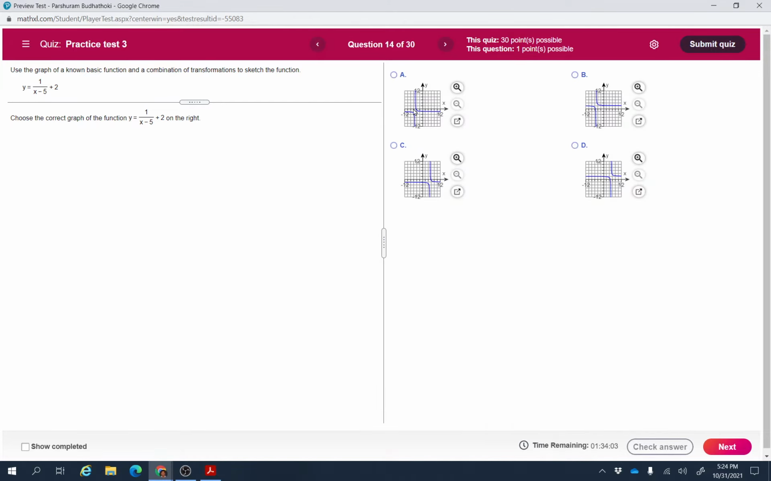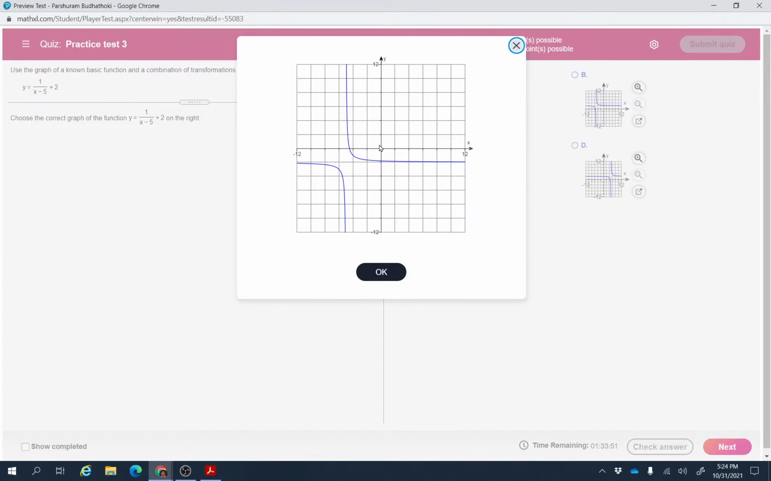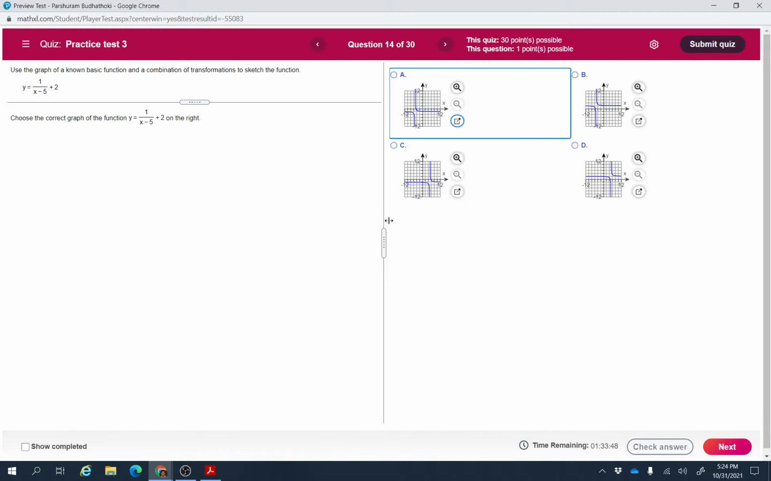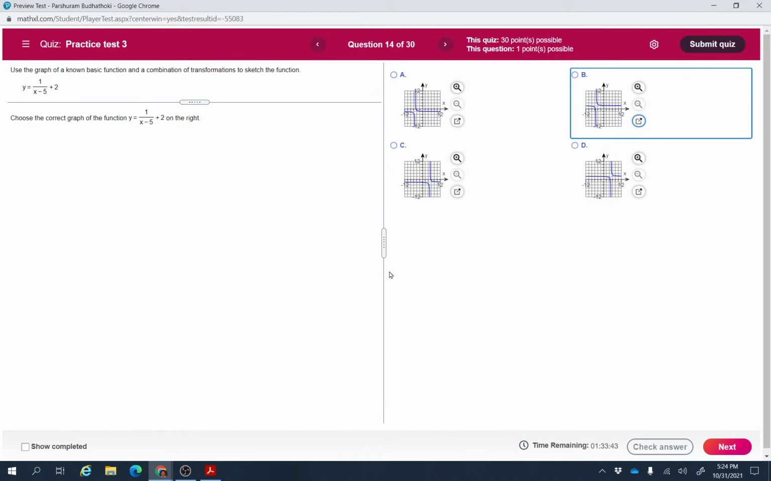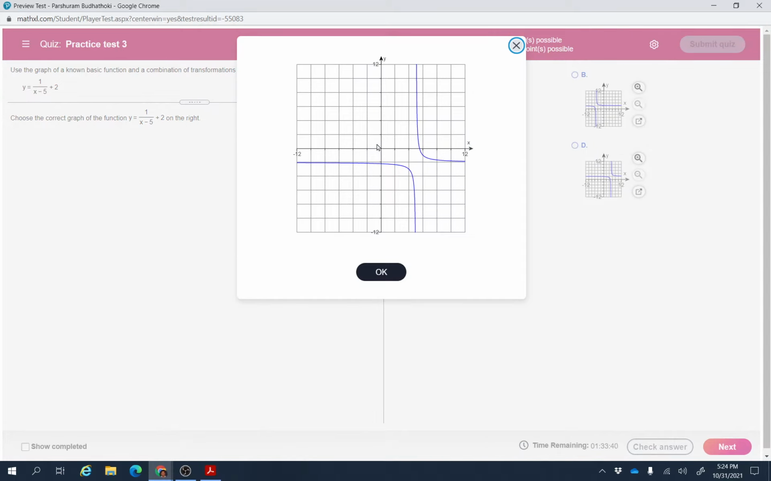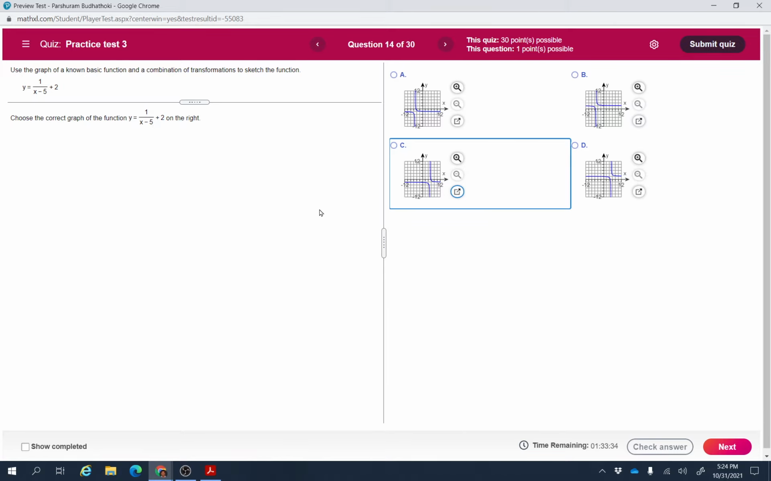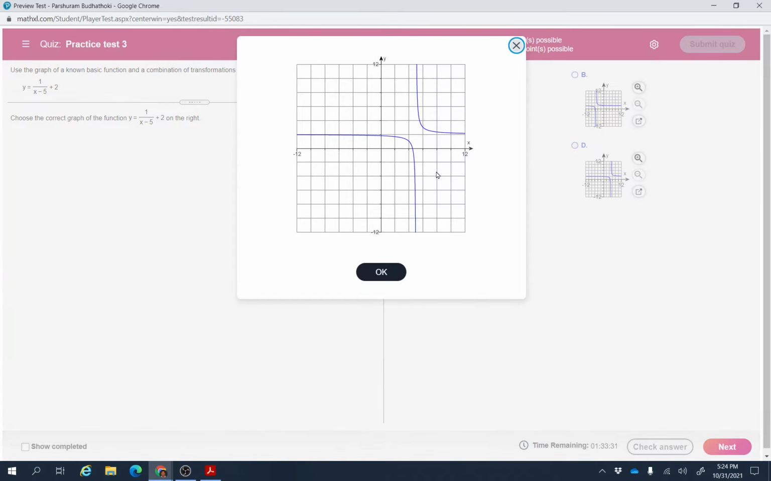So that's what we have to choose. 5 units to the right, it should go right, and 2 units up. So 5 units right, that means here you can see that it's going to the left because this upper part is on the left side of 0, 0. So this is not the right one. This one is also to the left side, so this is not the right one. This one is going to the right but coming down, so this is not the right one. For our case, we need going to the right and going up. So this is the only case where you see it's going to the right and going 2 units up. Okay, so this is the only option available.